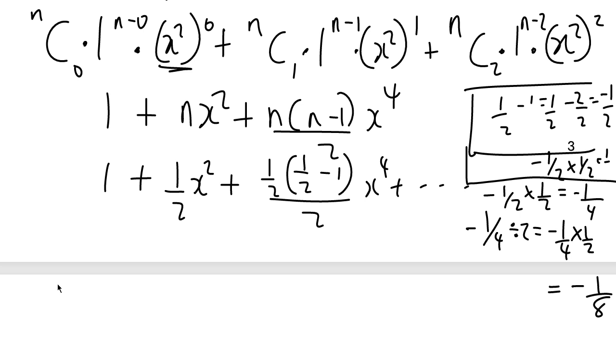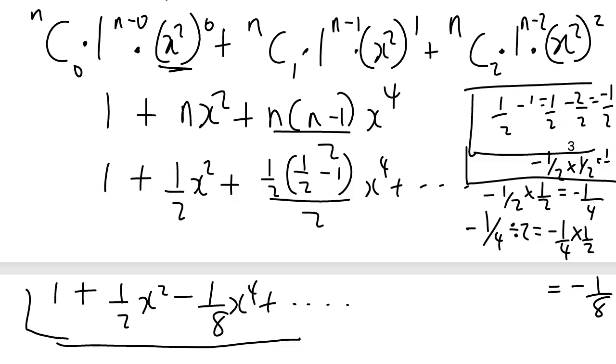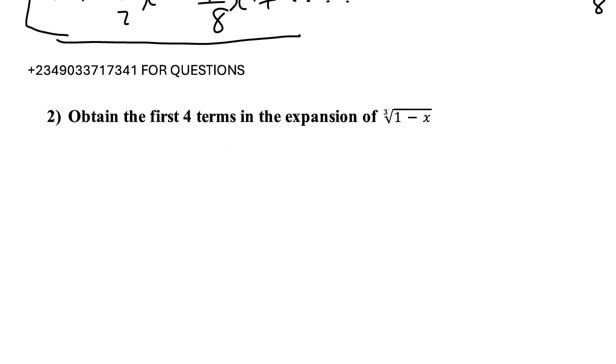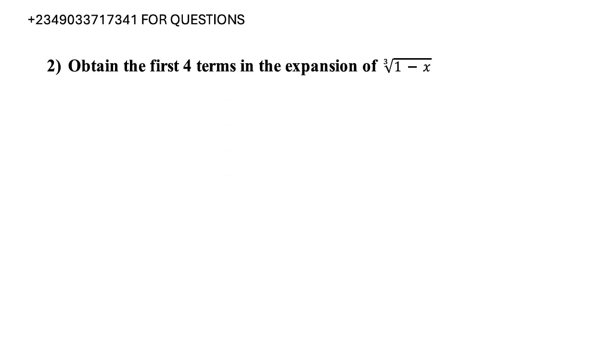So let's come over here. So we have 1 plus 1 over 2 x squared, and then we have negative 1 over 8 x to the power 4, and these are the first three terms of the expansion. 1, positive half x squared, and negative 1 over 8 x to the power 4. So with what I just explained, I want you to obtain the first 4 terms in the expansion of the third root of 1 minus x. Let me know what you have, right? Just pause the video and attempt so that you could actually build your understanding of this, right? So have you paused it?